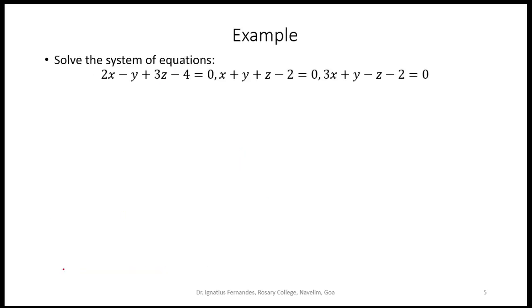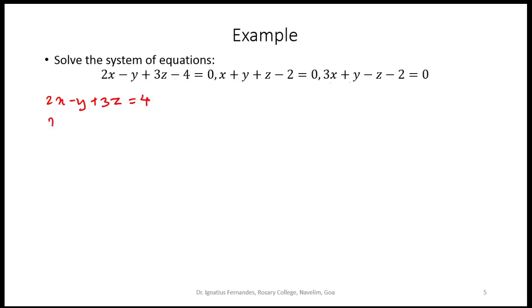Let us consider an example. Suppose I have this system of equations here. So I have 2x minus y plus 3z minus 4 equal to 0, x plus y plus z minus 2 equal to 0, and 3x plus y minus z minus 2 equal to 0. So let me rewrite this equation. So 2x minus y plus 3z. Make sure you write down this constant always on the right side. So this minus 4 will become plus 4.